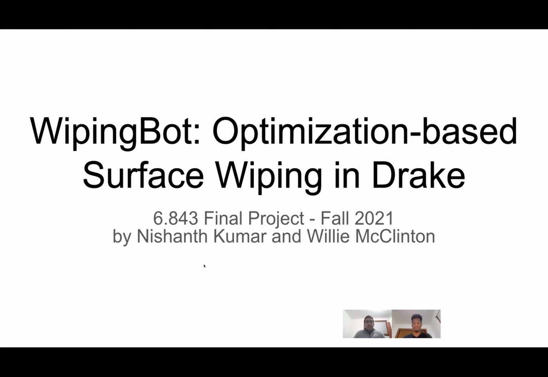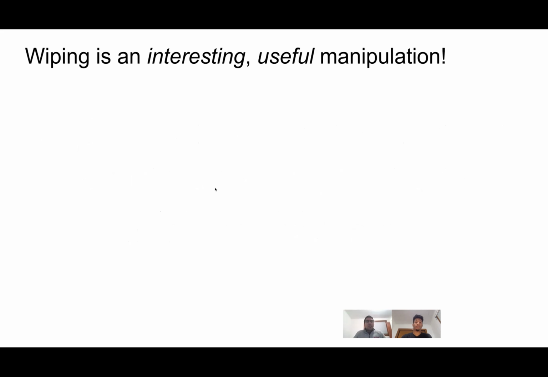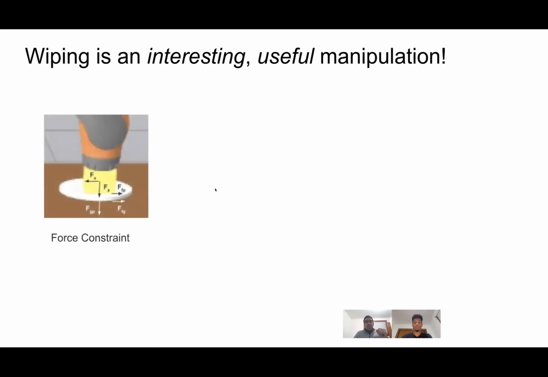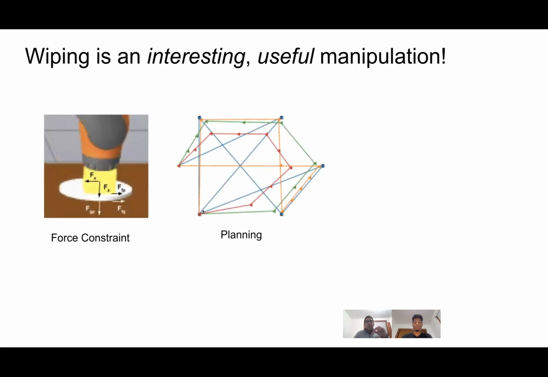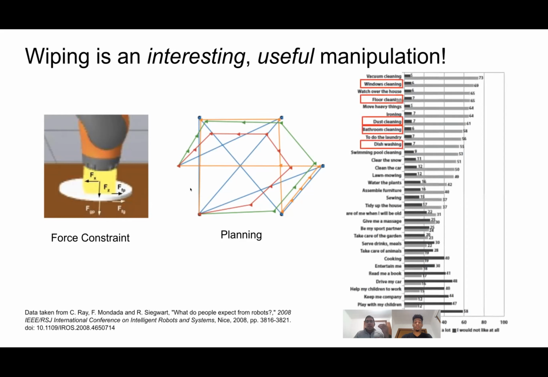So to start off, we want to convince you that wiping is both an interesting and useful manipulation problem. It's interesting because it involves constantly reasoning about maintaining force against the surface, and also because of the planning problem of which order to wipe various dirt locations in. Wiping is also very useful because it's among the top requested services by users of robots and a very important component of cleaning.